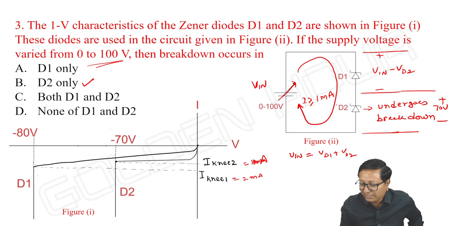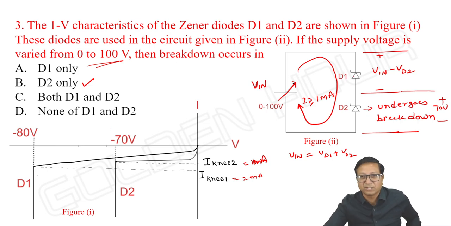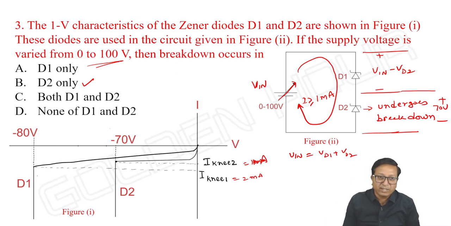As the knee current of D2 has been achieved, definitely D2 will undergo breakdown and D1 cannot undergo breakdown. That's what we can understand. So D2 alone undergoes breakdown. D2 is under breakdown and D1 is holding a voltage equal to V input minus VD2. So only D2 undergoes breakdown.